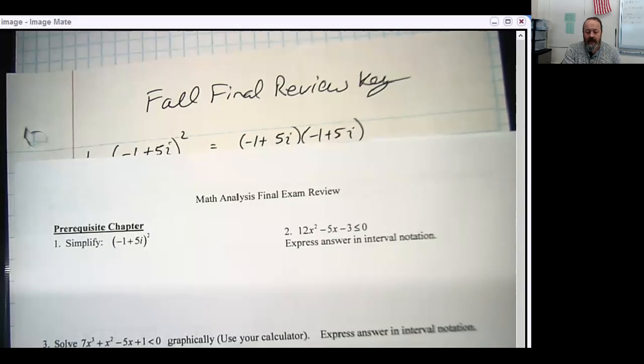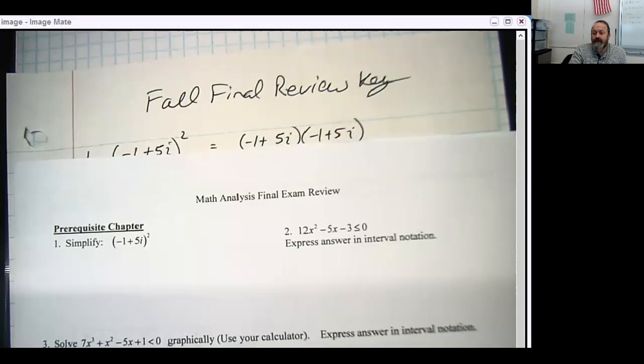So notice that the first thing I did is I wrote it both ways as the binomial twice, and then I used the distributive property. And back from your days in Algebra 2, you might remember that positive 25i squared is actually negative 25. And so 25, negative 25 and 1 makes negative 24. And that's kind of the end of that story.